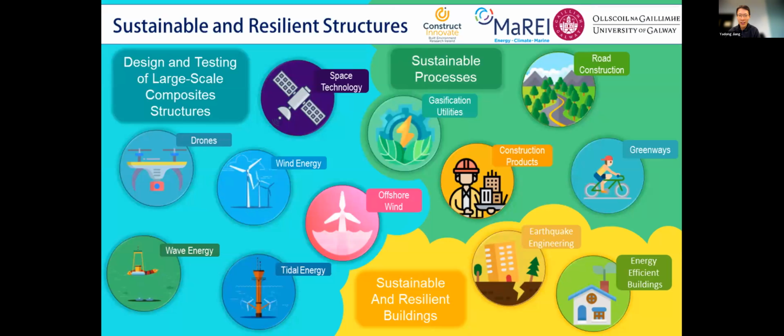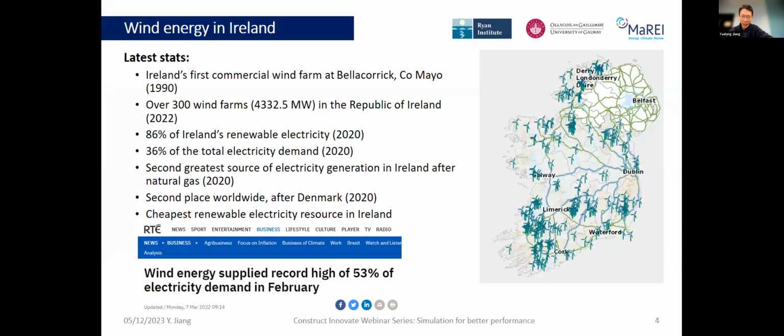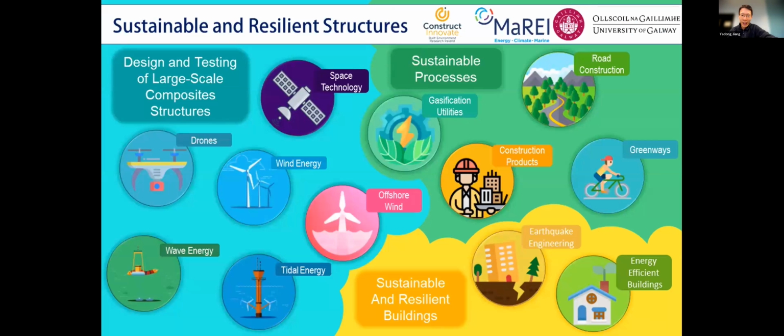So first of all, I'm from the Sustainable and Resilience Research Group, which was founded and is led by Professor Jimmy Coggins. The group focuses on many different areas, like the design and testing of large-scale composite structures, like wind turbine and tidal turbine blades, aerospace components and foams. Besides that, the group is also working on sustainable processes and resilient buildings.